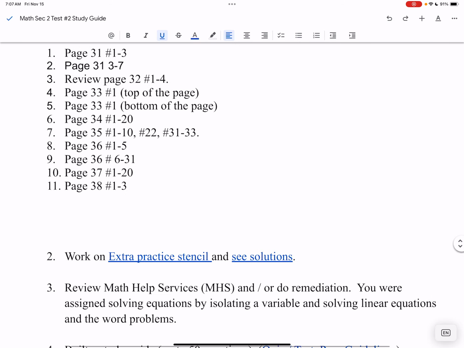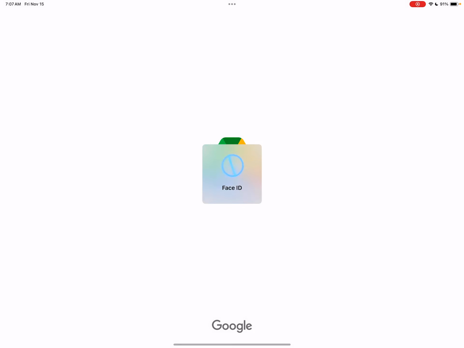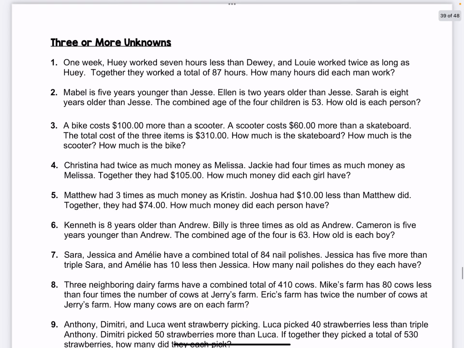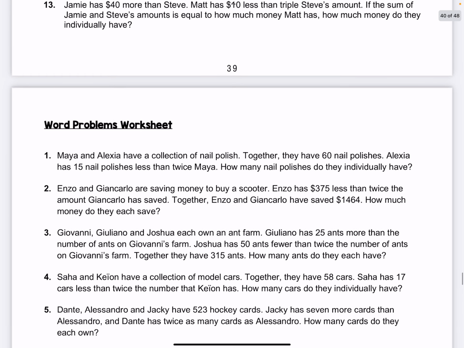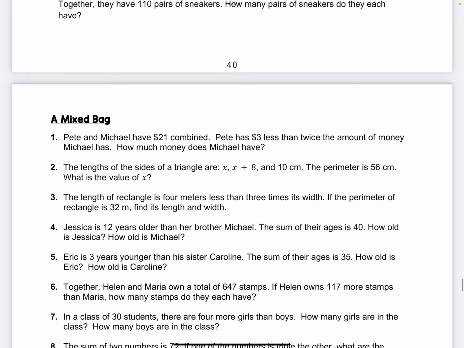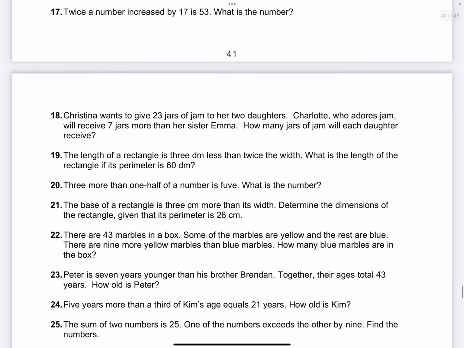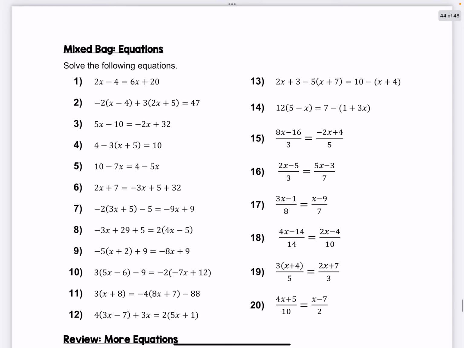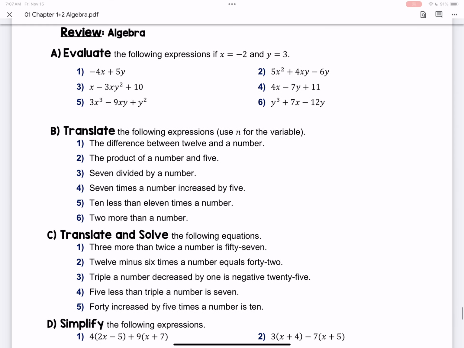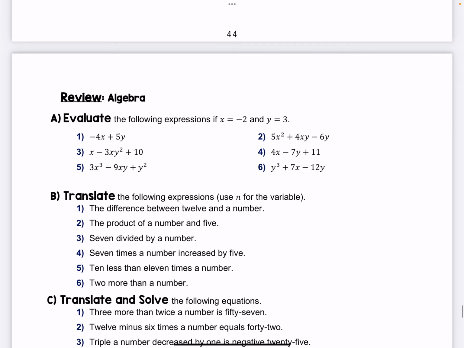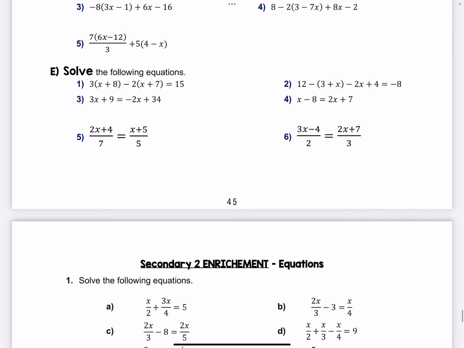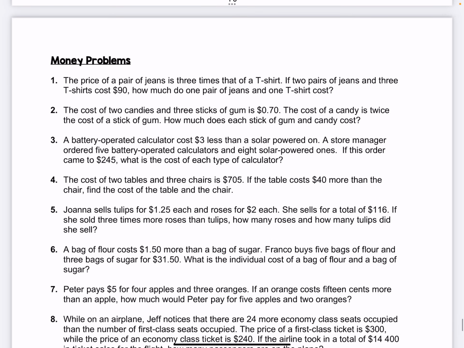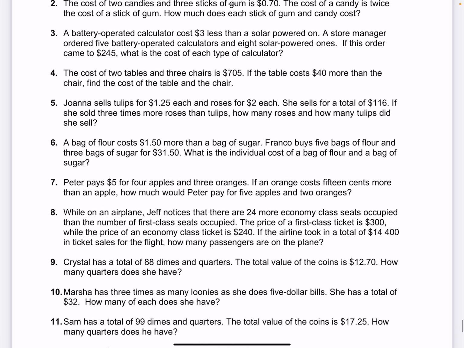Let's see what else. I'm just gonna look at the lesson plan and notice that there was other ones to do. Let's take a look. The mixed bag equations, that's a good one too. Page 44. 45 also is good. You should be able to do this stuff. The enrichment we can skip unless you are in enriched, and then you have money problems. So this is good too.